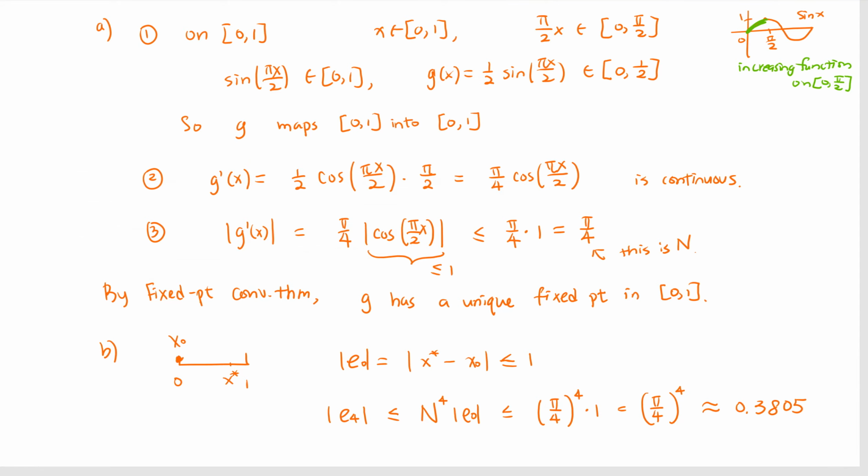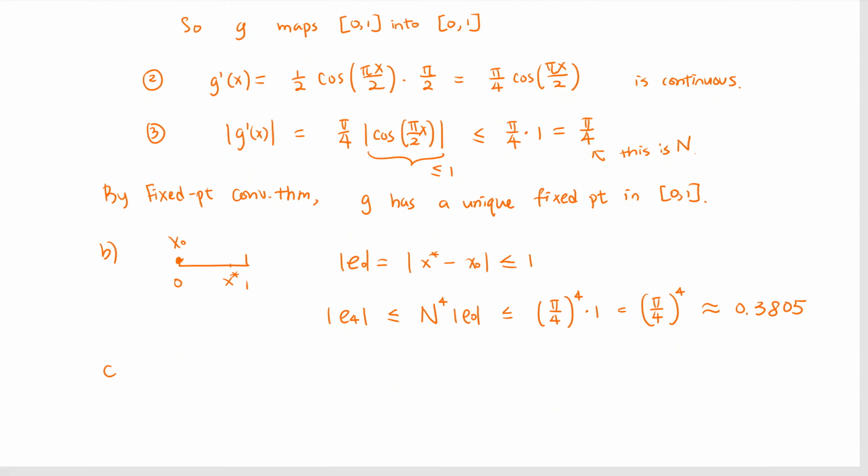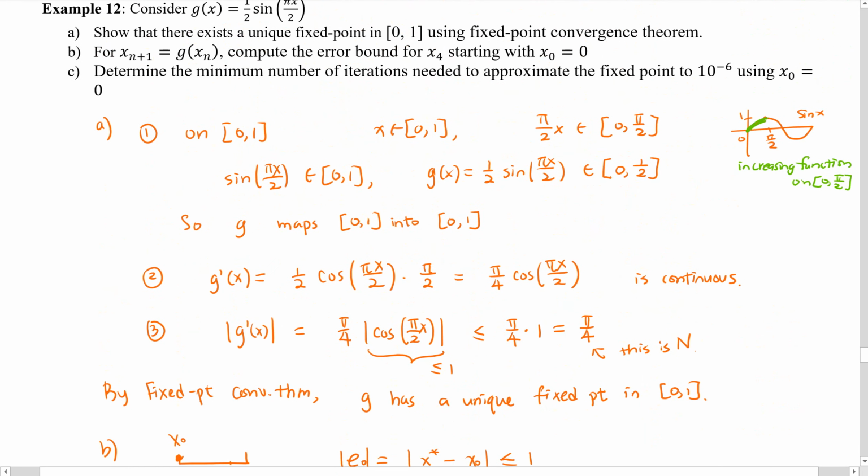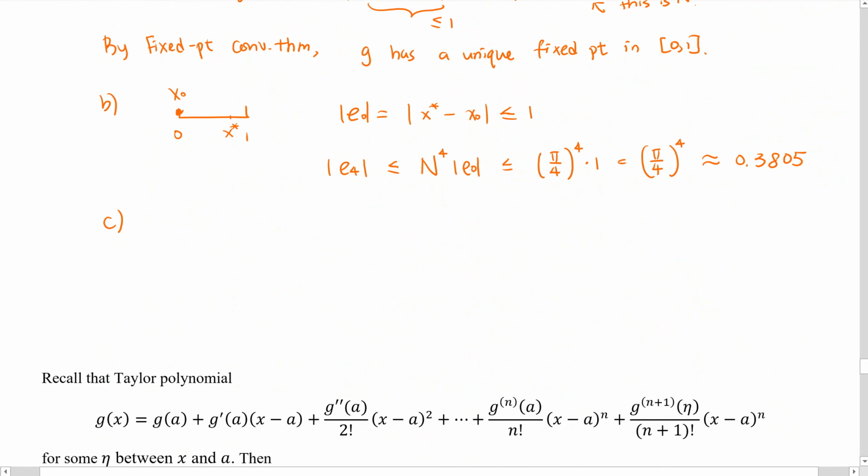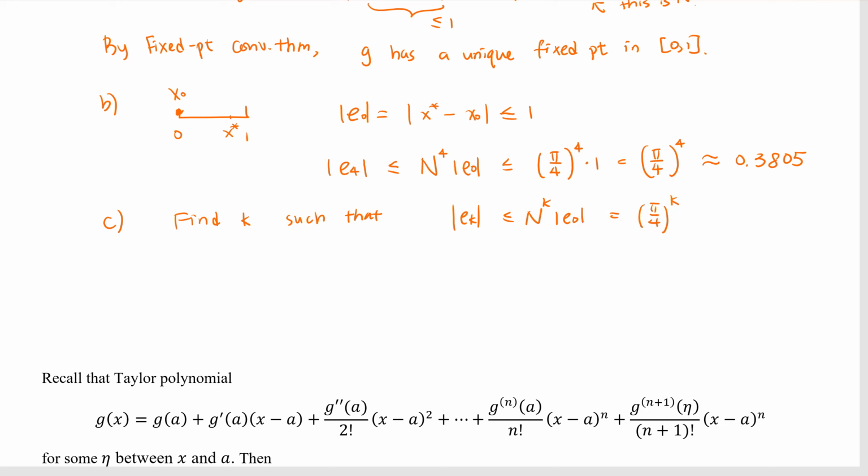Okay, so part C is the other direction, right? We're given that the error is within 10 to the minus 6, and we want to find the minimum number of iterations. So we want to find k such that e_k, so this is (pi over 4) to the power of k, and e0 is 1. So we want this to be less than or equal to 10 to the minus 6.